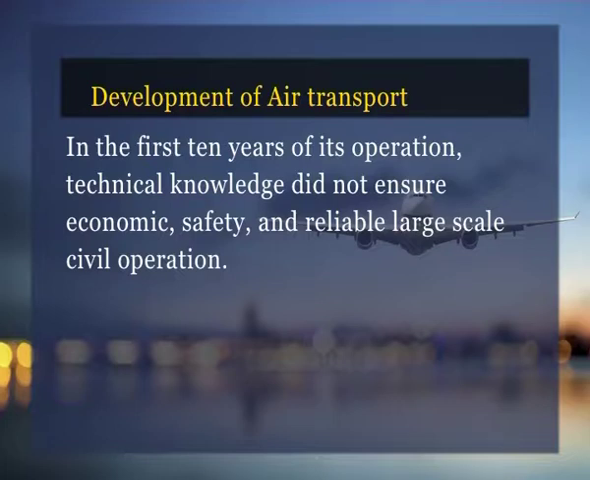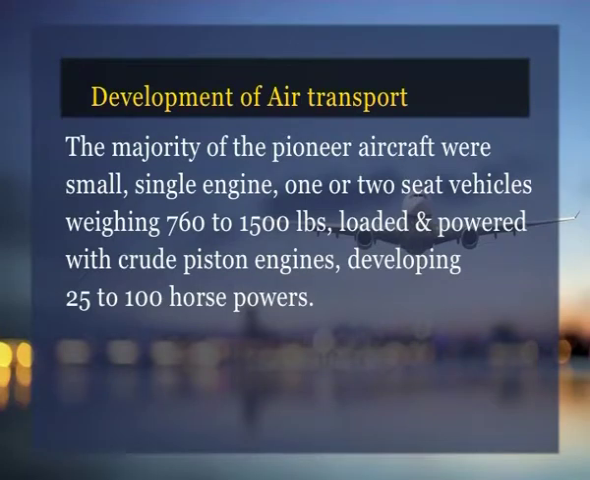The majority of the pioneer aircraft were small, single-engine, one- or two-seat vehicles weighing 760 to 1,500 pounds, loaded and powered with crude piston engines developing 25 to 100 horsepower. The speed was about 40 miles per hour.